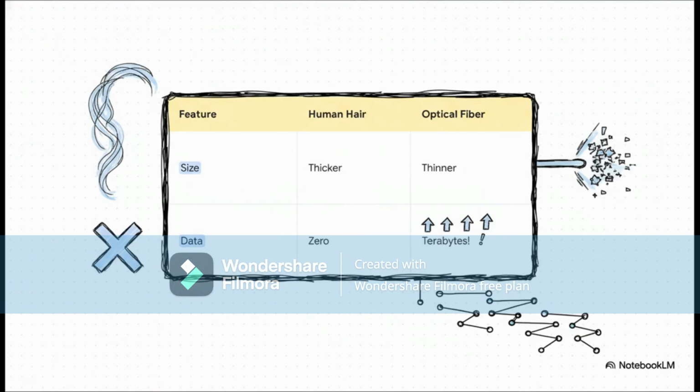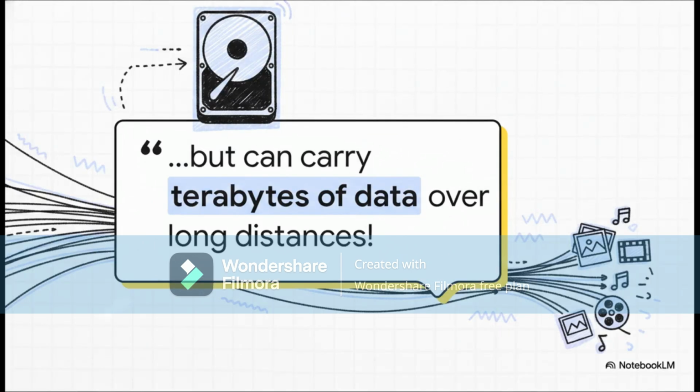Let's break that down a bit more. When it comes to size, yep, the fiber is thinner. But when we talk about data capacity, it's not even a competition. A strand of hair carries, well, 0 data. But a single optical fiber? We're talking terabytes of information. So what even is a terabyte? Well, to give you an idea, 1 terabyte can hold something like 250,000 photos, or maybe 250 movies, and a single fiber can carry many terabytes all at once.